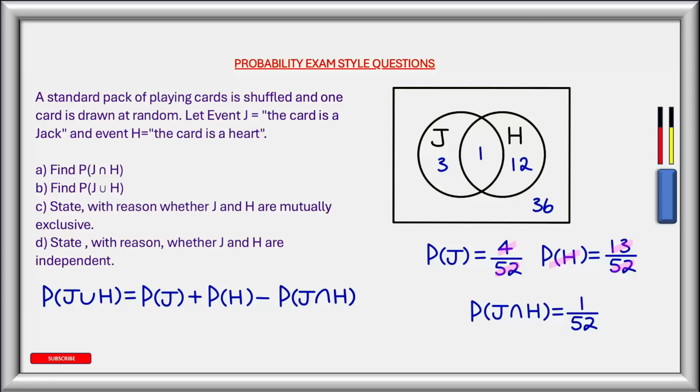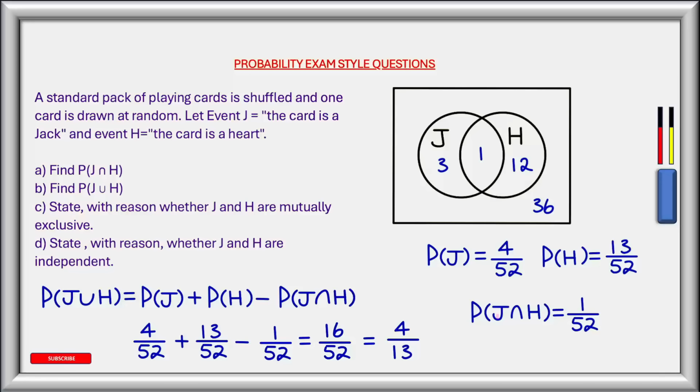And we know the probability of the intersection between J and H, as we've already calculated it, and it's 1 divided by 52. Plugging these probabilities into our equation, we have 4 divided by 52 plus 13 divided by 52 minus 1 divided by 52. And this equals 16 divided by 52, or 4/13. And this is the probability of J union H.